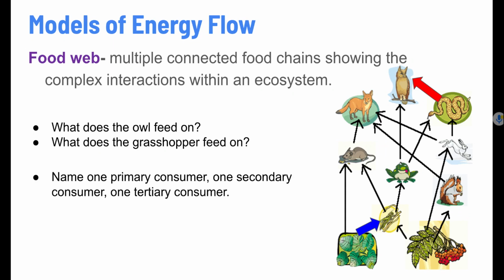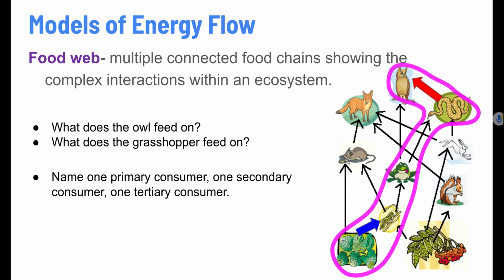Now let's name one primary consumer, one secondary consumer, and one tertiary consumer. To figure this out, you have to identify one food chain that is in the food web. I've outlined it here in pink. We have the leaves, the grasshopper, the frog, the snake, and the owl. The primary consumer is the first organism to consume something in this chain, and that would be the grasshopper. The secondary consumer is the second organism to consume something in this chain, and that would be the frog. And the tertiary consumer is the third organism to consume something in the chain. That would be the snake.